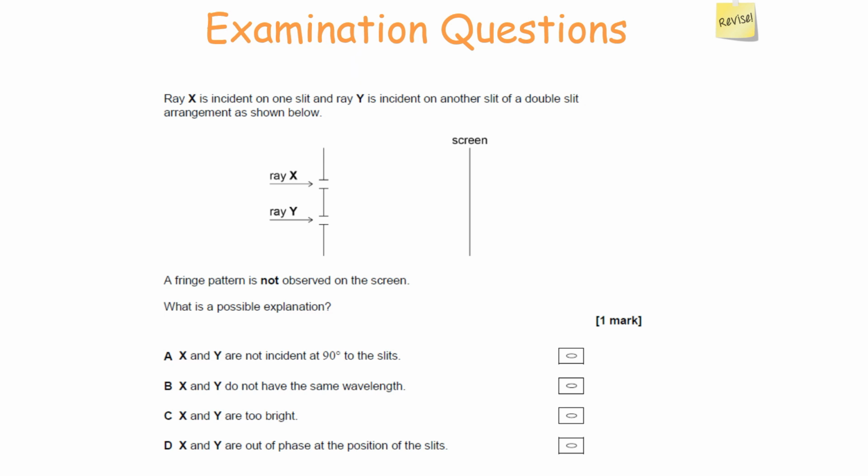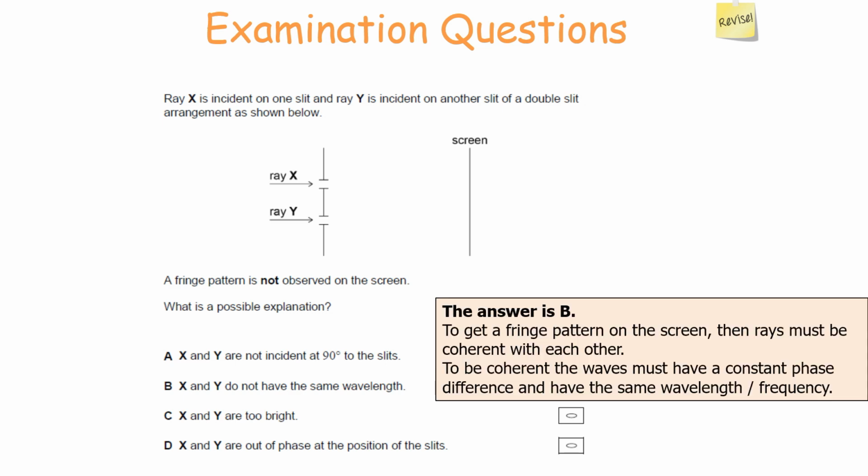Right, now it's important again to note that to get a fringe pattern on a screen, the waves must be interfering with each other to cause this fringe pattern. Now, to get waves to interfere, you need to have the rays be coherent with each other. Now, the definition of coherent is that the waves have a constant phase difference and they have the same wavelength or frequency. So the answer here is X and Y do not have the same wavelength, so you can't have coherency, so you don't get an interference pattern forming. So our answer here is B.